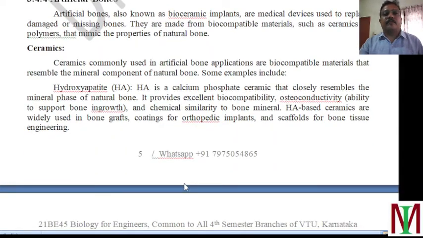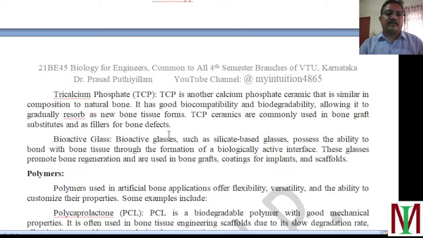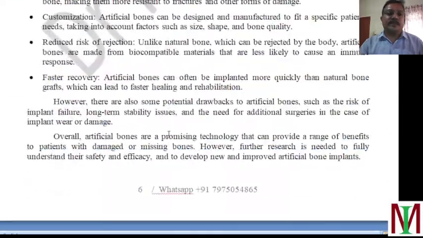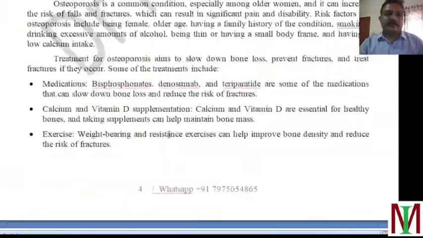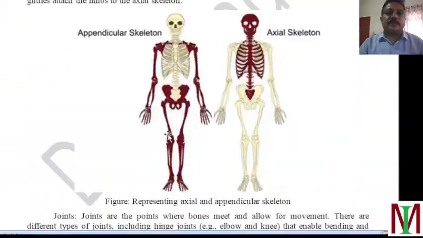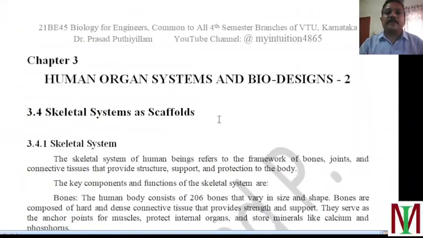Then I explained about the artificial bones, replacing the bone structure as such, replacing it, not curing. Cut, remove, and cut-paste the bone, like with ceramic or polymers, is explained. I think this much is enough for this particular topic. Whatever was required I added to it. So hopefully it helped you a lot in understanding this particular topic.